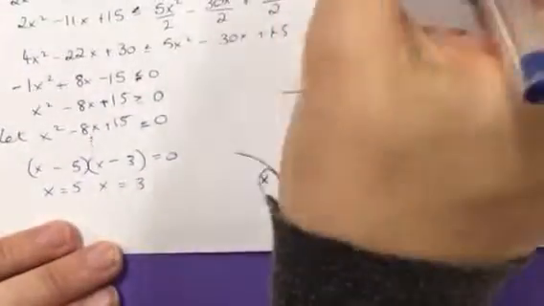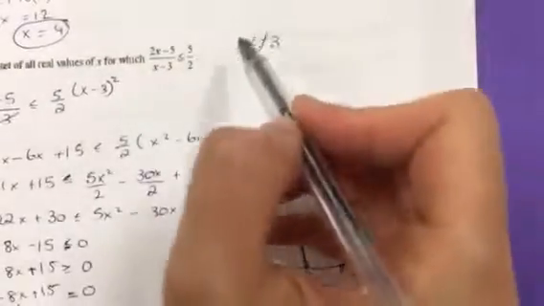The reason it can't be 3 is because I said that earlier on, back up here, because if it was 3, I'd have a 0 on the bottom of my fraction, when it's not allowed.